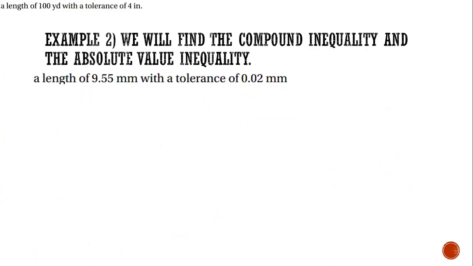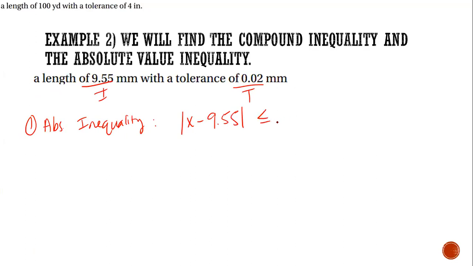Now, here's another one. In this example, again, they're giving us our intended length and our tolerance. Our intended length is 9 and 55/100ths. So this is my I. This is my T, my tolerance, that it can be stretched and compressed in between. So step one, writing my absolute inequality. It starts off as absolute value of x minus 9 and 55/100ths is less than or equal to 2/100. Step 2 is to solve.